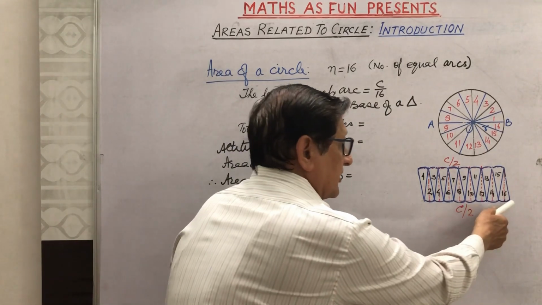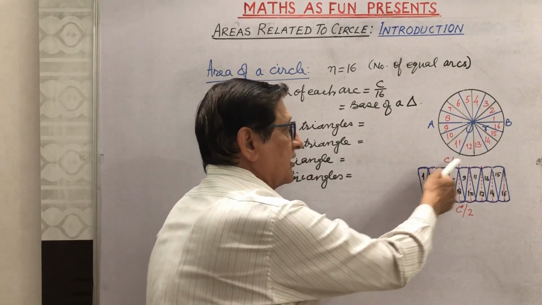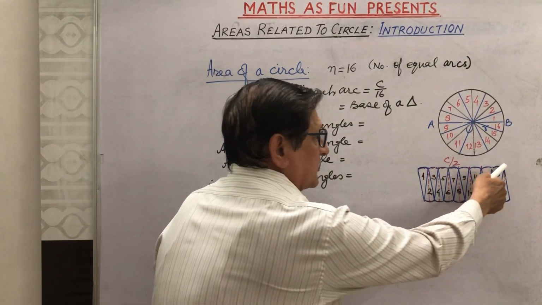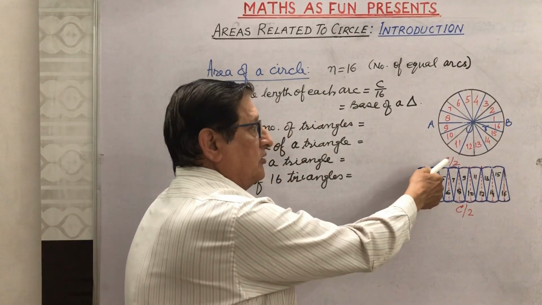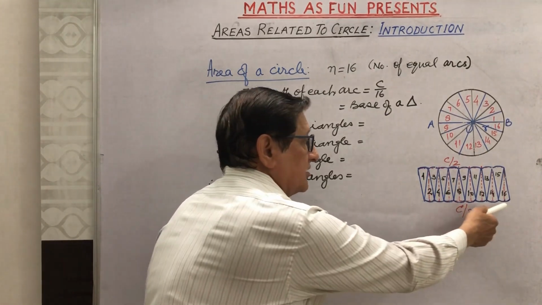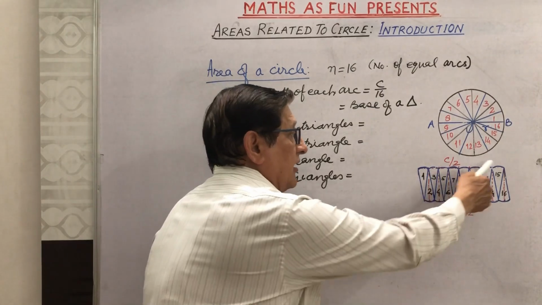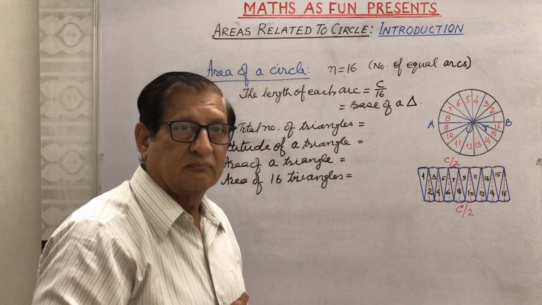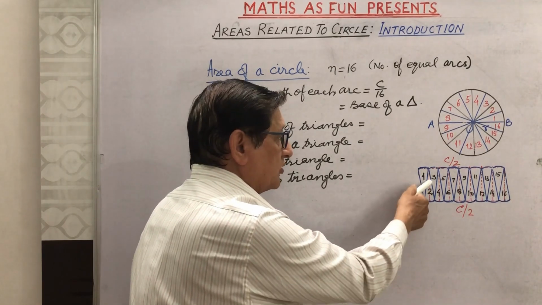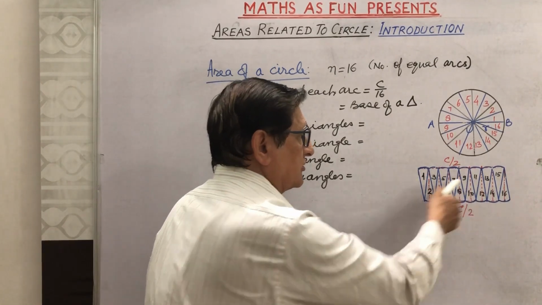And this is also just like a straight line, because half of the triangles we have taken here and half on this side, then the length of this parallelogram will be equal to half the circumference of the circle. And here also this is c by 2. So this acts like a parallelogram.